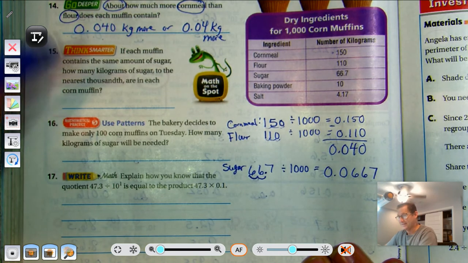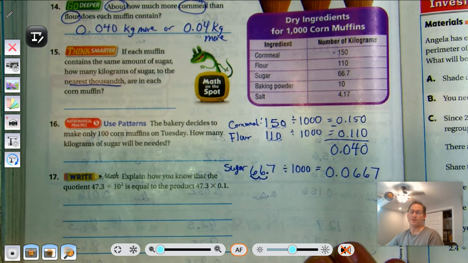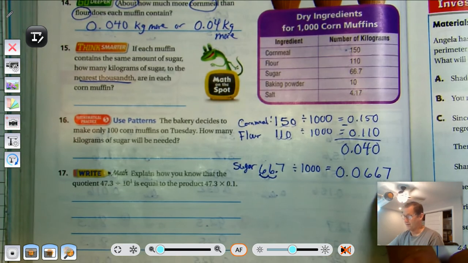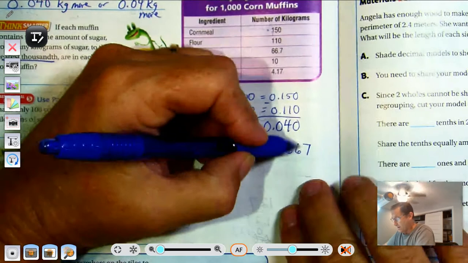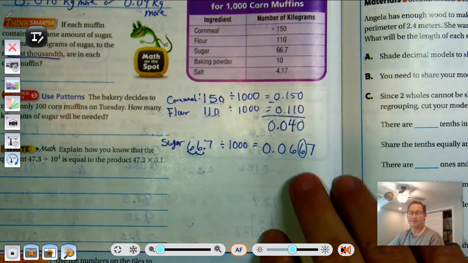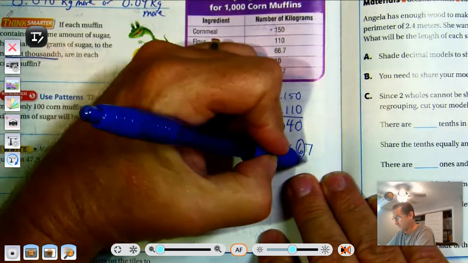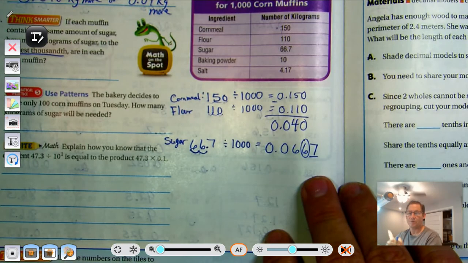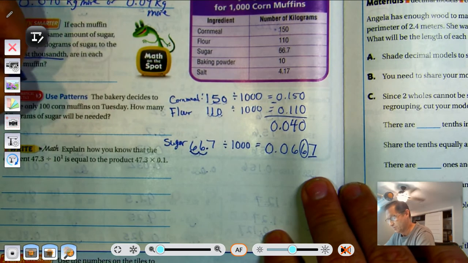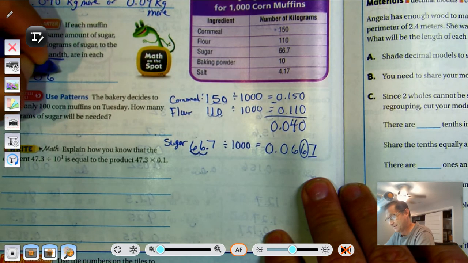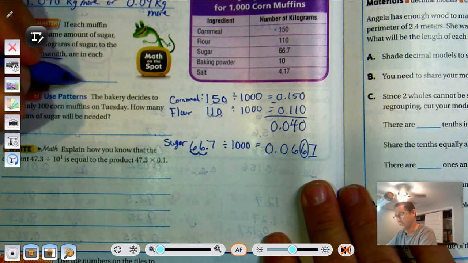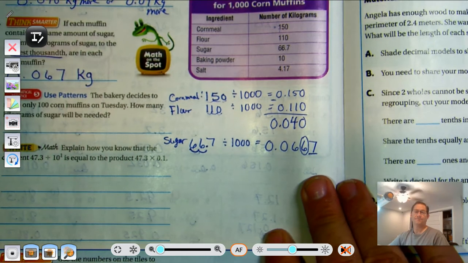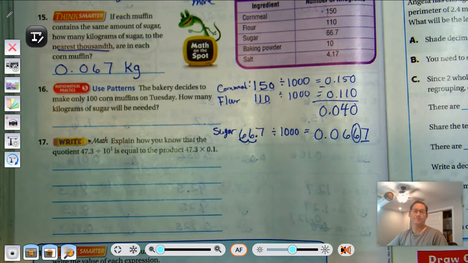So we get 0.0667. But it says to the nearest thousandth. Well, that means we'd have to round this, right? Because we're rounding to the second 6, which is in the thousandths place. The 7 tells me to round up, so it'd be 0.067 kilograms per muffin.